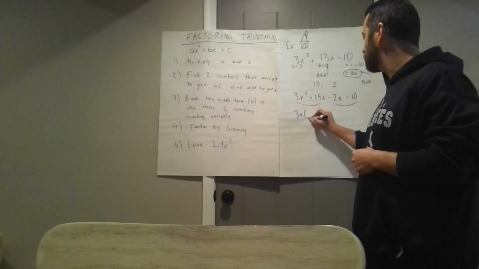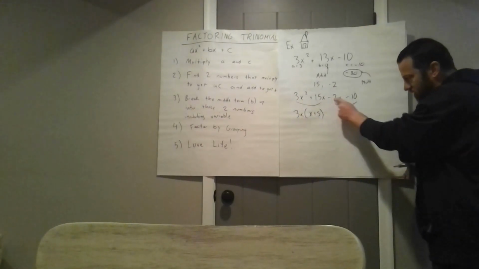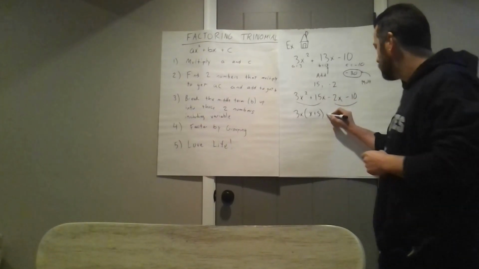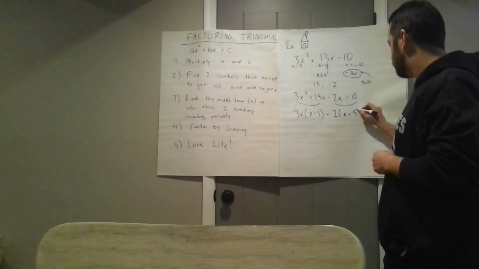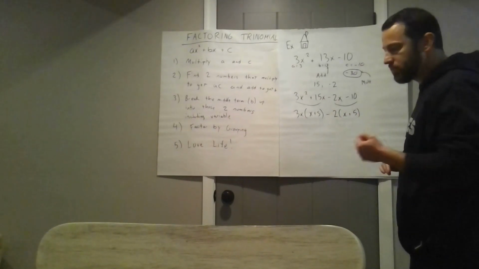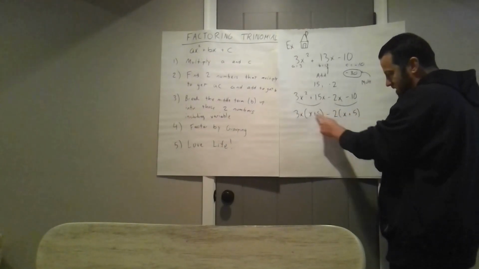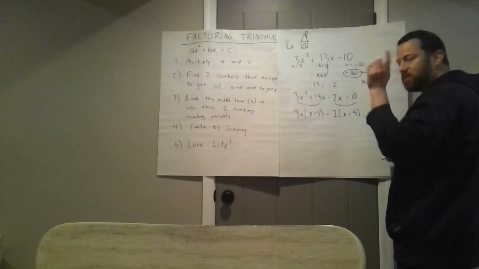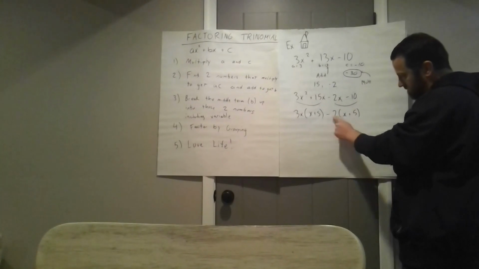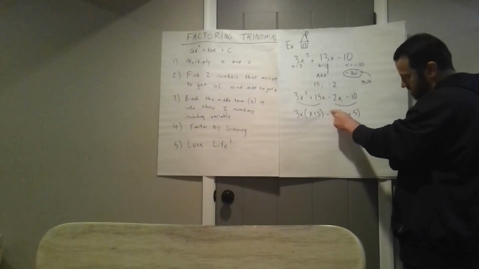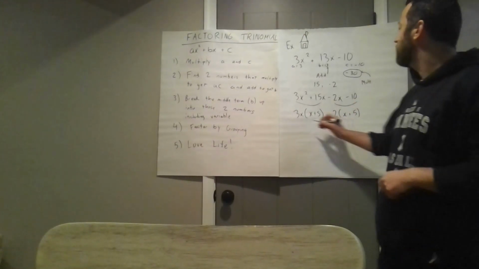GCF here is 3x. We're left with x plus 5. GCF here, these are both negative. So my GCF is going to be a negative 2. And I'm left with x plus 5. Be careful with your signs. Remember, these two have to be the same. If you're getting the same thing but opposite signs, you probably just factored out a positive here. Notice the reason this turned into a plus, because if I distribute, that'd be negative 2x, and a negative times a positive is that negative 10.